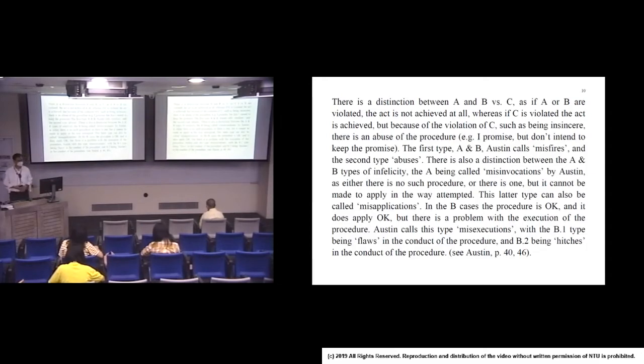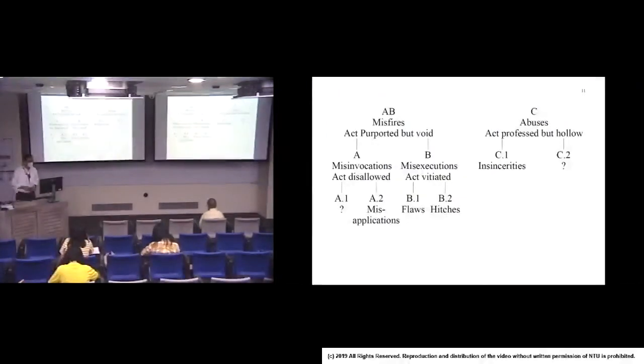There's also a distinction between the A and B types of infelicity, with A being called misinvocations by Austin, as either there is no procedure, or there is one, but it cannot be made to apply in the way attempted. Whereas B can also be called misapplications. In the B cases, the procedure is okay, and it does apply okay, but there is a problem with the execution of the procedure. Maybe they said the wrong words, or they did something that they shouldn't have done during the procedure, and it messed things up. So this one he calls misexecutions, with the B1 type being flaws in the conduct of the procedure, and B2 being hitches in the conduct of the procedure. So this is his summary.